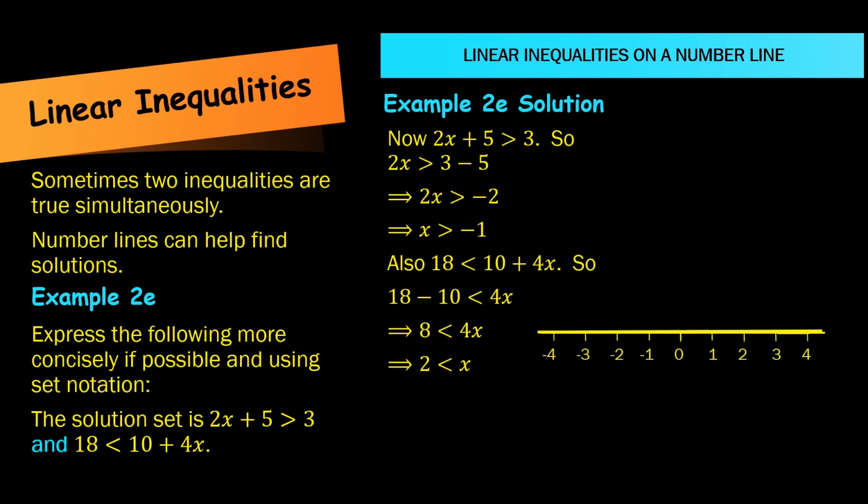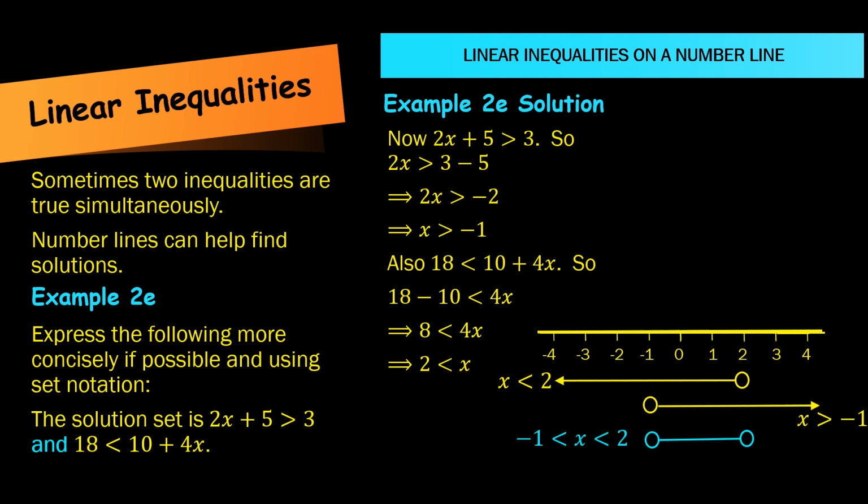So let's have a look at what this looks like on the number line. X less than 2 is here, x greater than minus 1 is here. Because we're looking to satisfy both of these, we have x is between minus 1 and 2. So in notation, this is a set of x values such that minus 1 is less than x is less than 2.